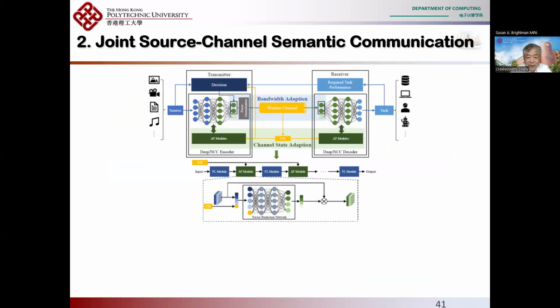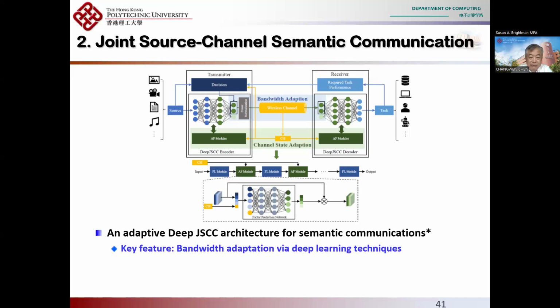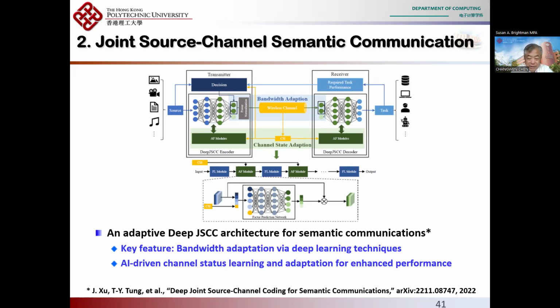The second example here is essentially a more specific one. In this case, the key feature is using AI to do bandwidth adaptation through deep learning technology. This AI-driven channel state learning and adaptation will be able to enhance the overall performance. This was published just a couple of years ago.